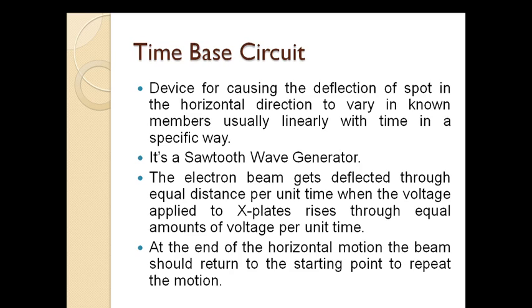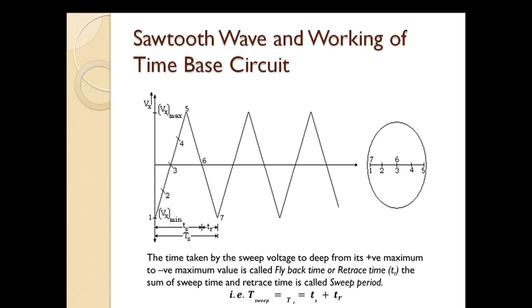So what is a time-based circuit? It's a device for causing the deflection of the spot in the horizontal direction to vary in known manner, usually linearly with time. It's a sawtooth wave generator. The electron beam gets deflected through equal distance per unit time when the voltage applied to the X plates rises by equal amounts of voltage per unit time. At the end of the horizontal motion, the beam should return to the starting point to repeat the motion.